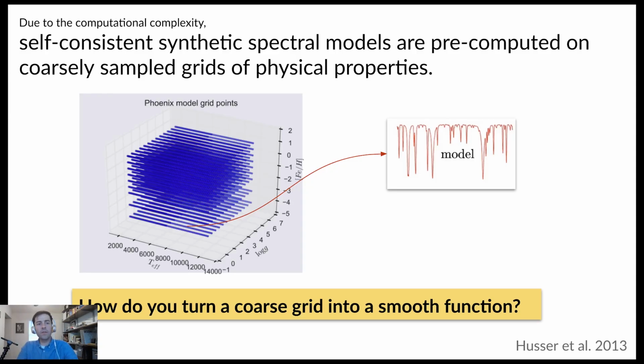So drilling down on that first point, which is that the computational cost is high. Due to that computational complexity, what's happened in astrophysics is that self-consistent synthetic spectral models are pre-computed on coarsely sampled grids of physical properties. These are put on the internet for download, and you can download those, and you get a very high precision, high bandwidth model of your spectrum, but only at these pre-assigned grid points. So you can't get a spectrum at an arbitrary value. You just have to see them at these discrete points. So the key question is, how do you turn a coarse grid into a smooth function?